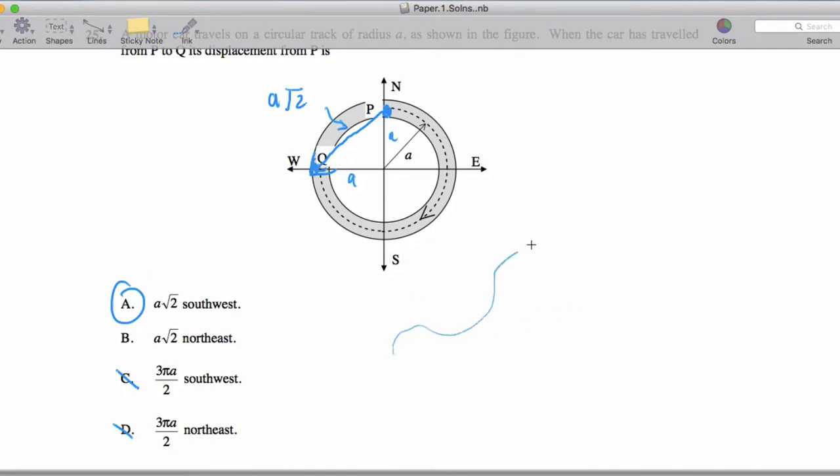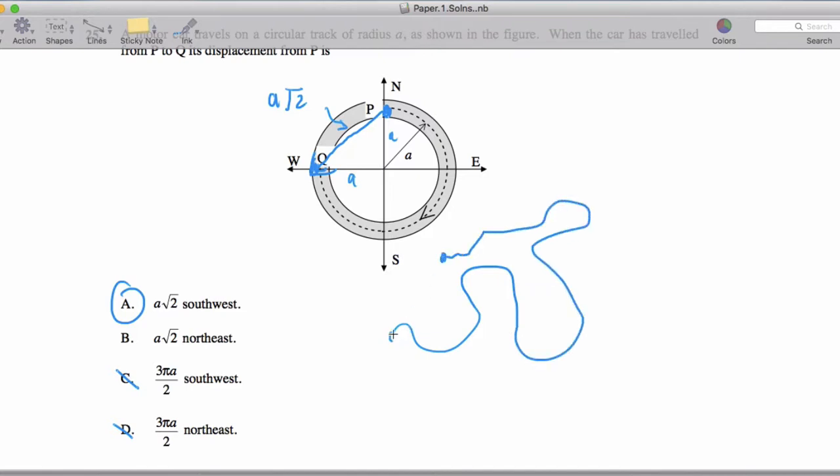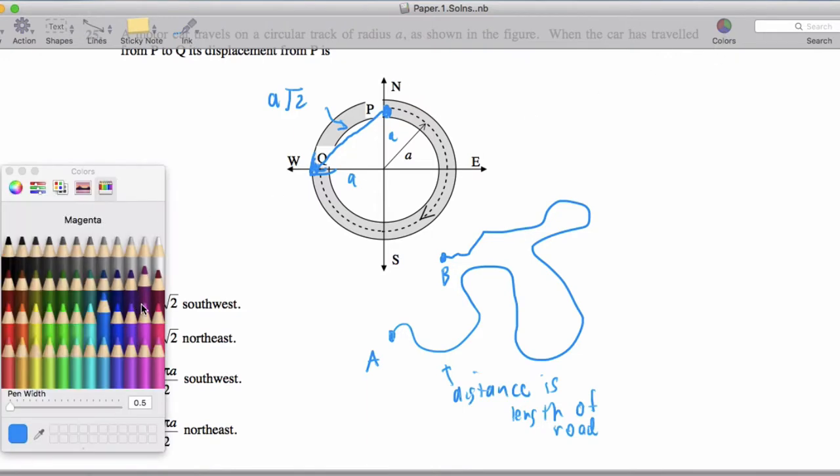So to be clear, just to review, if this is a path, okay, and this is A and this is B, okay, distance, you know what, let me just draw this a little bit more obnoxiously. Okay, if this is A and this is B, distance is the length of this road. Displacement is this straight line distance connecting A with B, like that. So that there is the displacement. Just to be clear.